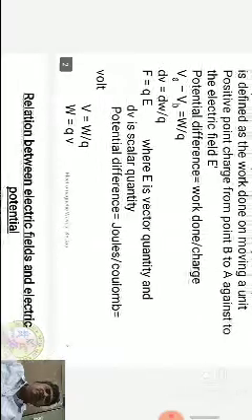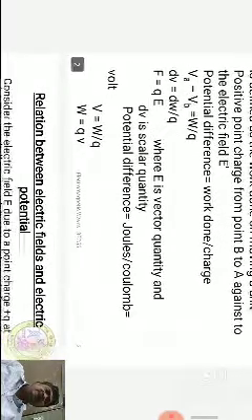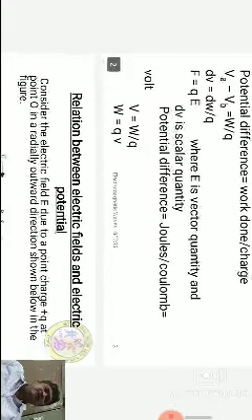For the potential difference we need to remember that there must be an electric field, and the potential difference is the amount of work done for carrying a charge q. To define once again, the potential of a point A with respect to the point B is defined as the work done on moving a unit positive point charge from point B to A against the electric field. So this is the basic definition and expressions for the potential difference.